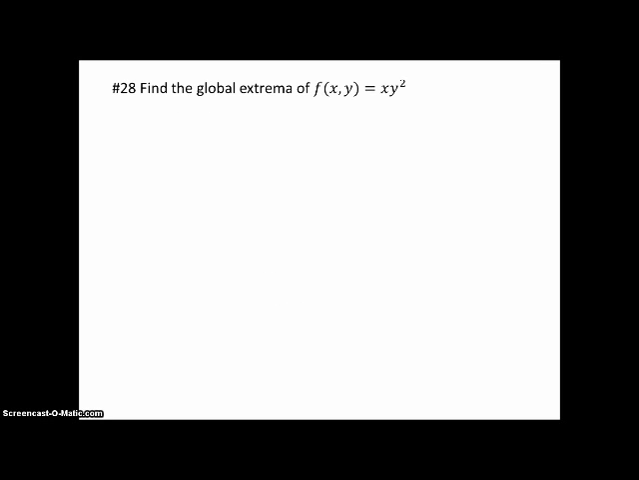Number 28. Find the global extrema of f(x, y) = xy² on this domain. Well, here's the domain. It's a disk of radius root 3 centered at the origin. And so the global extrema could happen somewhere in the middle, which we would find out by examining the partial derivatives, or it could happen on the edge of the disk, because it stops there. So that's kind of like an endpoint in single variable calculus. Instead, we have an end circle.